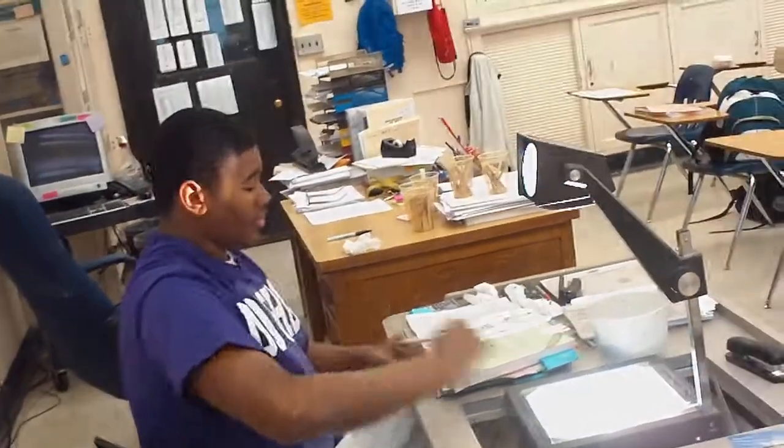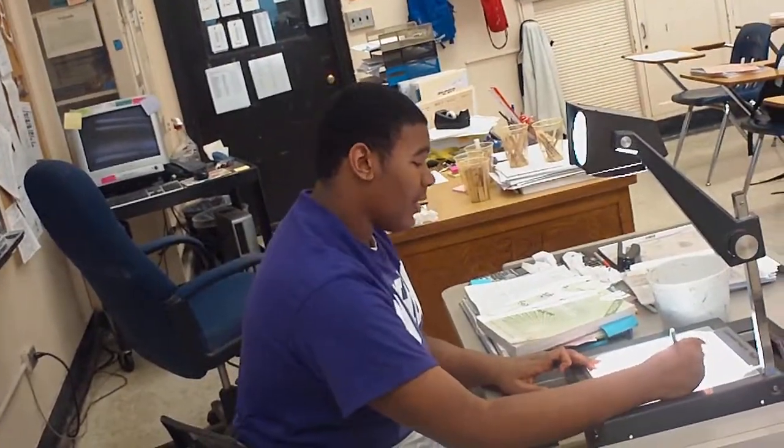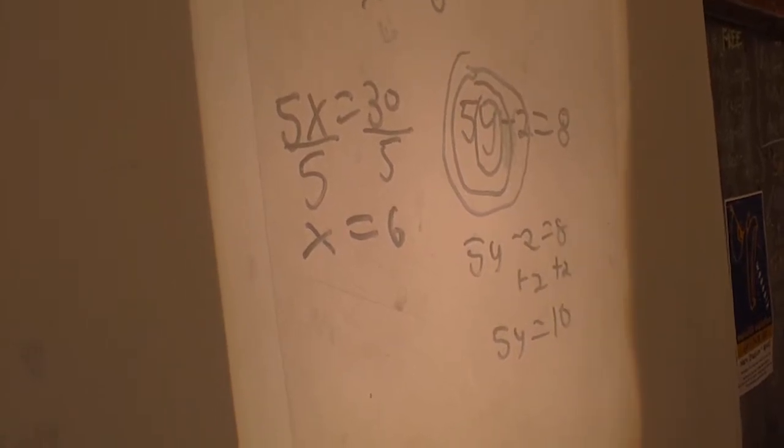Add 2. So you wanted to get rid of the 2 first, right, Josh? Right. So what would you do? Add 2. So you would add 2. So 5y minus 2 equals 8. So it's plus 2, plus 2. So then you get 5y equals 10, right?